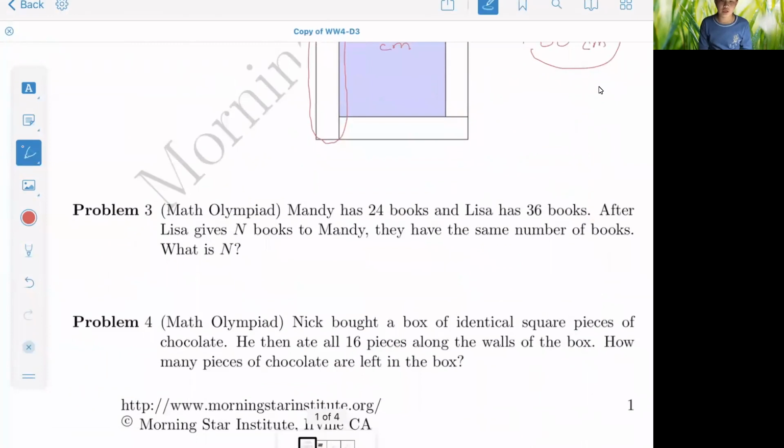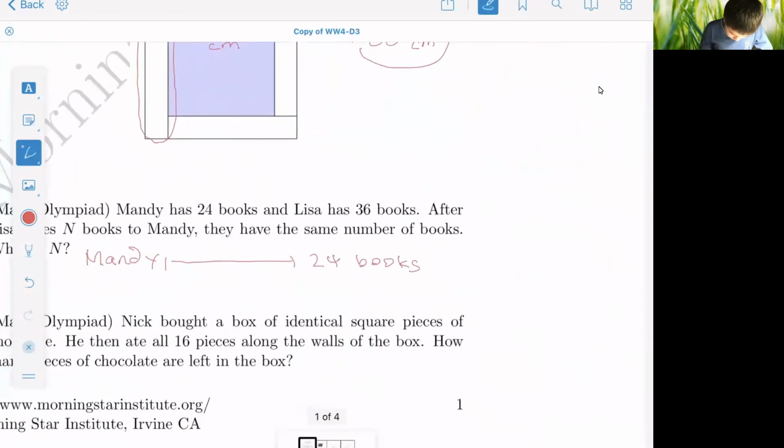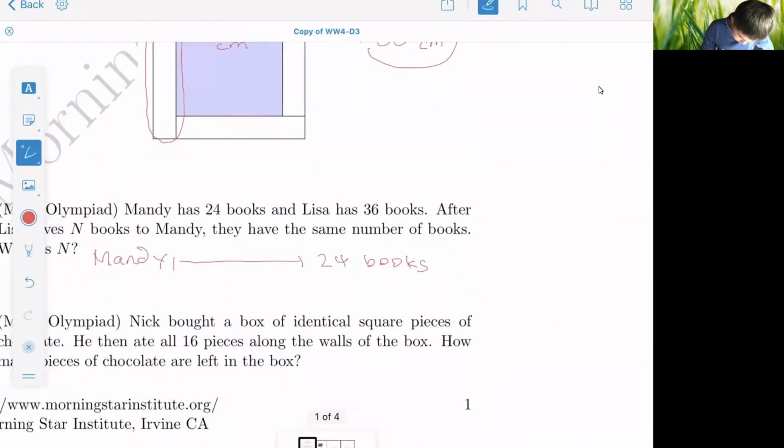For problem number 3, Mandy has 24 books and Lisa has 36 books. After Lisa gives n books to Mandy, they have the same number of books. What is n? This is Mandy. There are 24 books here. Lisa has 24 books plus a number of books that is 36 minus 24. This is 24 books.